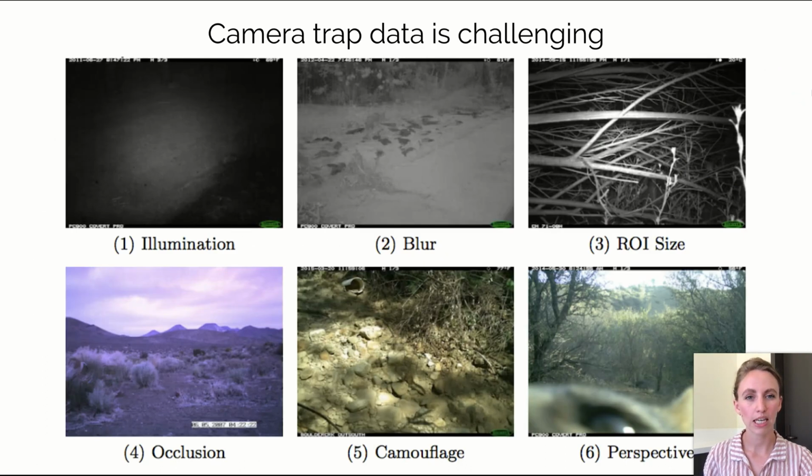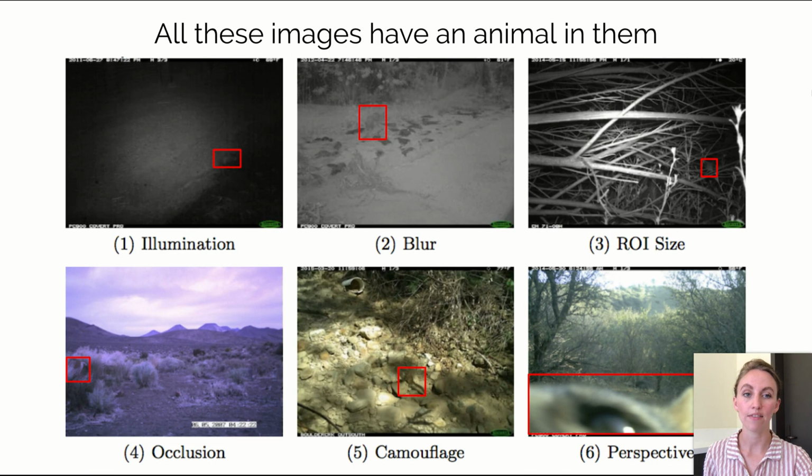But camera trap data is challenging. There are confounding factors such as the staticness of the camera and the lack of a human photographer that make this data significantly different from what you see in ImageNet or iNaturalist. All of these images have an animal in them, and we would hope that a machine learning model could both find and categorize all of these animals.